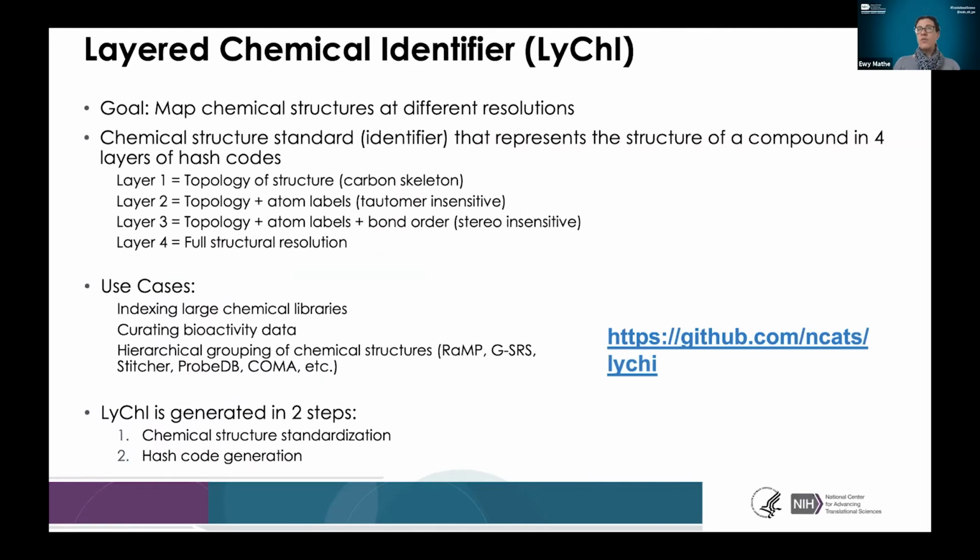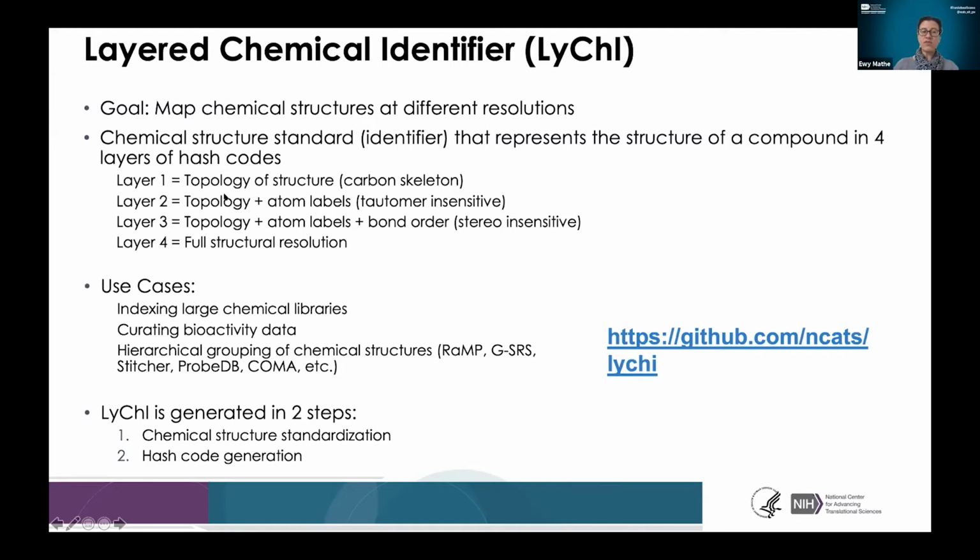Now, part of the difficulty of interpreting the data is that biological pathway information is rather limited. Depending on the data set, there could be anywhere between 20 and 40% of your metabolites, for example, that map to biological pathways. However, there's a lot more known in the chemical space. And so we have LyChI, which is a layered chemical identifier. The goal of LyChI is to map chemical structures at different resolutions.